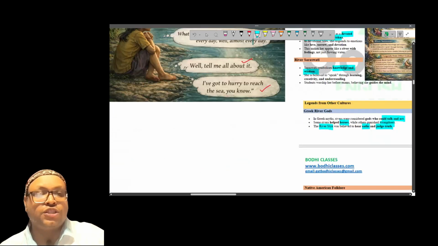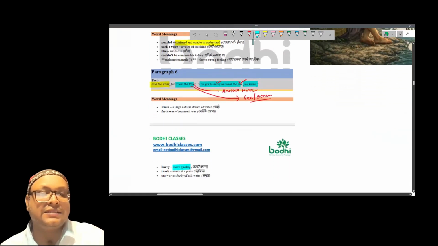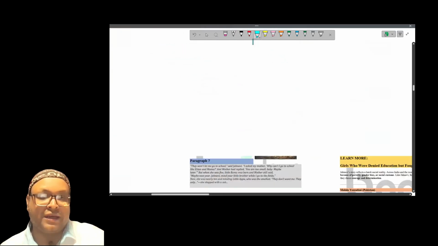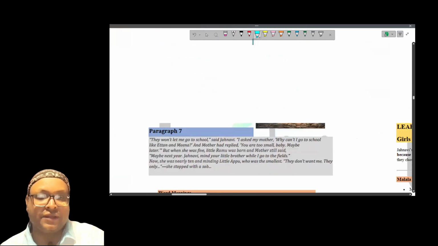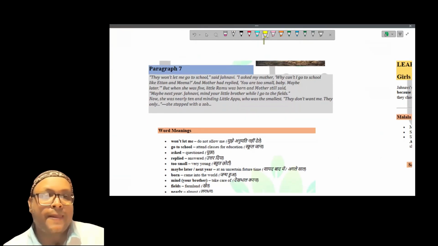Okay, we have discussed already para 5 and 6, and this is fourth number. We'll go to the next one right now. Look carefully, para 7. Get your book ready so that it helps you to understand things better.